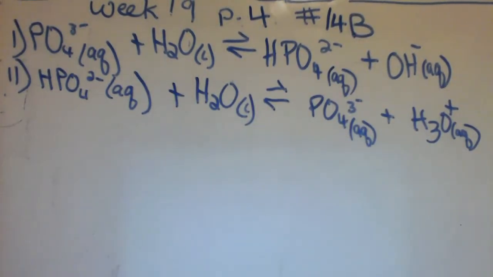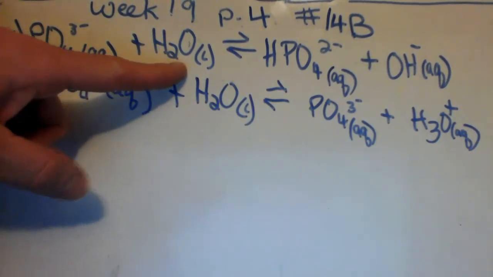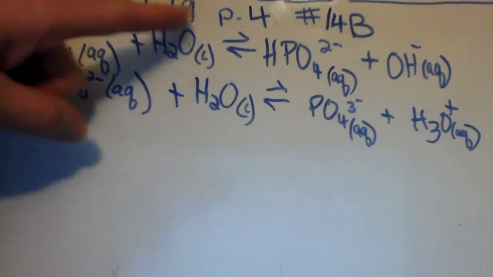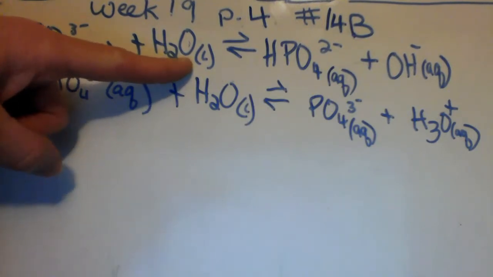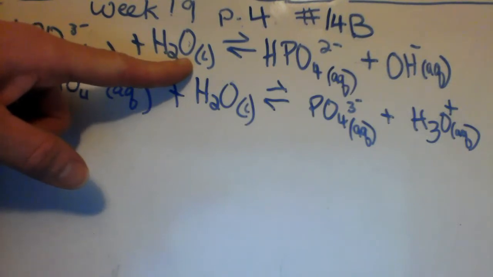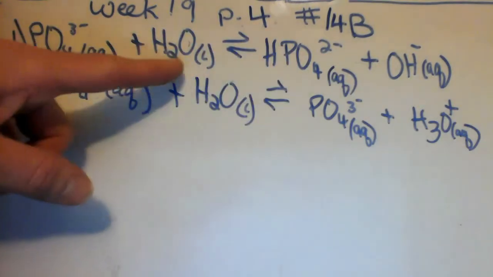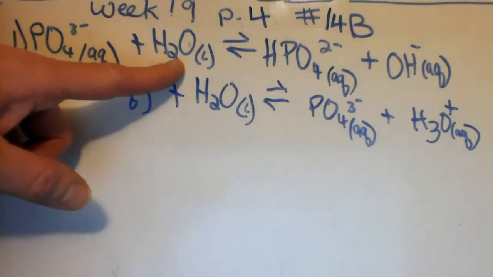Week 19, page 4, number 14b says, what property of water do reactions 1 and 2 demonstrate? Well, we see in reaction 1 that hydrogen is donated by water, or given away by water. And so anything that is able to donate a hydrogen ion is technically an acid. So when the hydrogen from the water is given to the phosphate, water is acting as an acid.